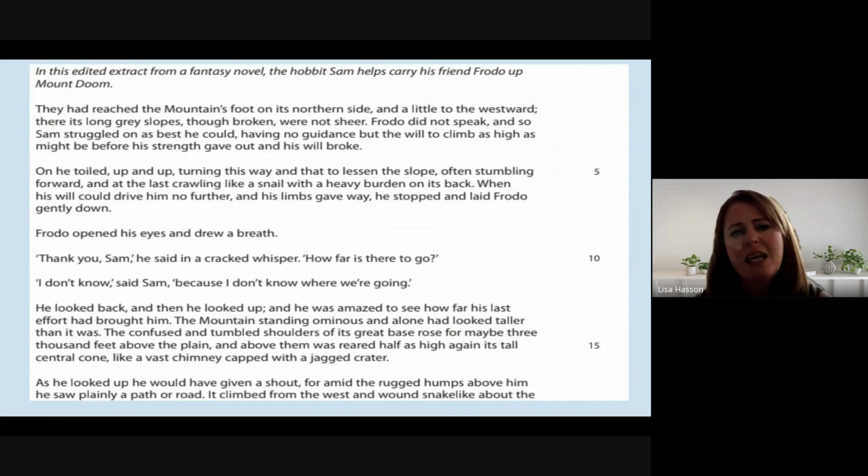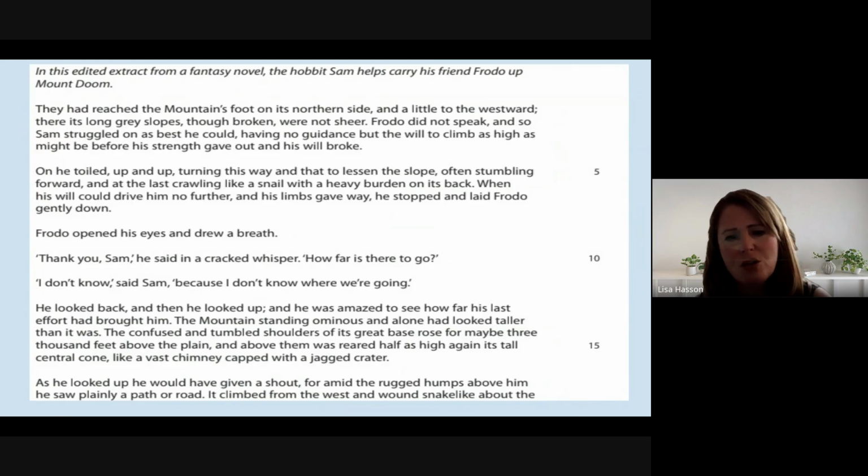So in this edited extract from a fantasy novel, the hobbit Sam helps carry his friend Frodo up Mount Doom. They had reached the mountain's foot on its northern side and a little to the westward. There, its long grey slopes, though broken, were not sheer. Frodo did not speak, and so Sam struggled on as best he could, having no guidance but the will to climb as high as he might before his strength gave out and his will broke. On he toiled, up and up, turning this way and that to lessen the slope, often stumbling forward and at the last crawling like a snail with a heavy burden on its back. When his will could drive him no further and his limbs gave way, he stopped and laid Frodo gently down.